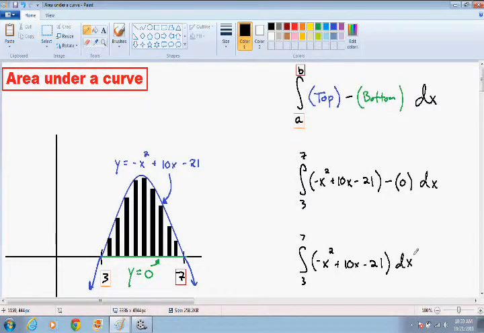So if you solve this definite integral, that'll give you the exact area in between the curve y equals negative x squared plus 10x minus 21 and the y-axis. And I'm not going to waste time solving this definite integral, because you probably already know how to do that. I also have a video showing you how to solve definite integrals. But if you solve this integral, it'll give you the exact area in between the two curves which I just showed you. So let's move on to another example.